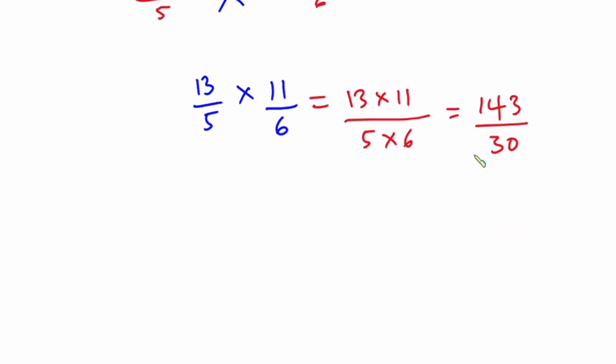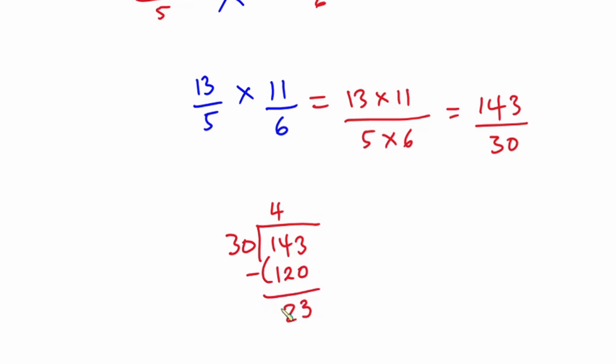And the problem is in mixed form, so you have to change your answer into a mixed fraction. So we have 143 divided by 30. 30 goes into 143 4 times. 4 times 30 is 120. Now let's take 120 from 143. So we have 3 here, then 2. 30 cannot go into 23, so we just end here.